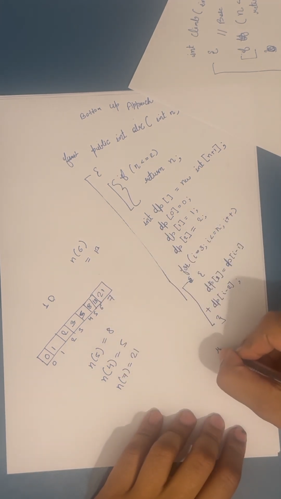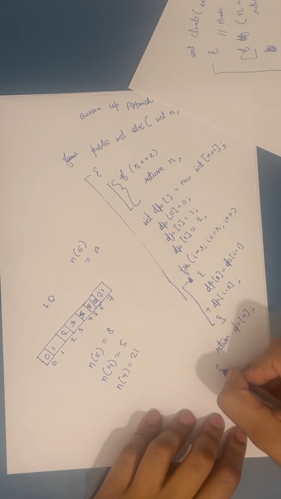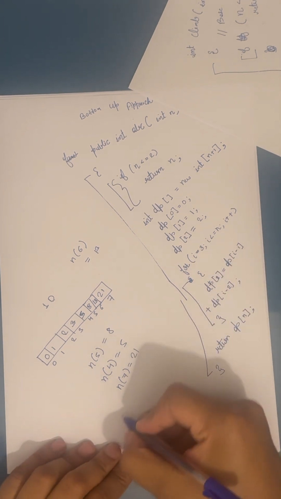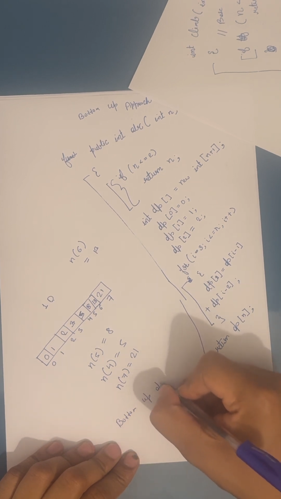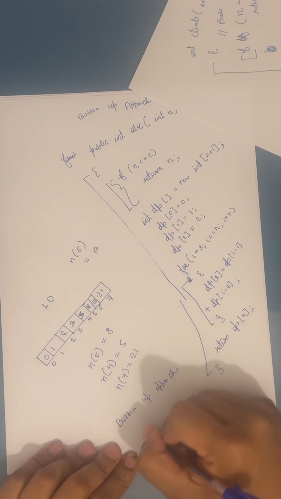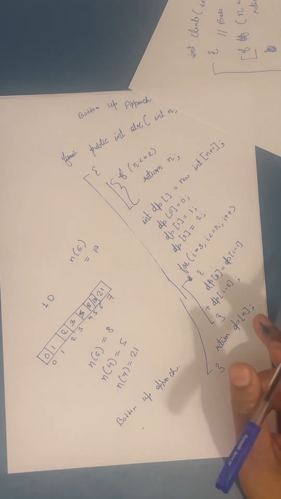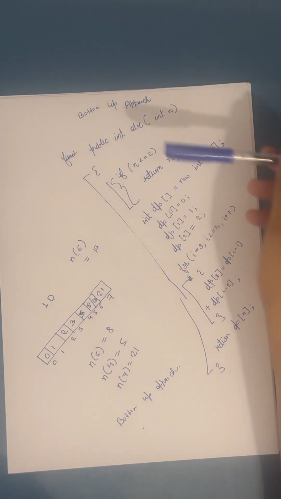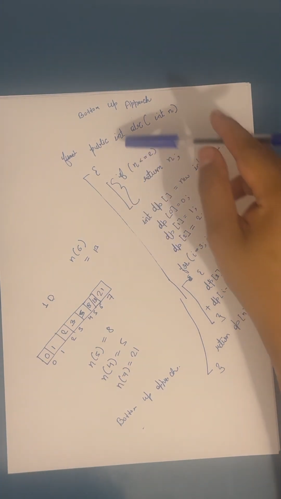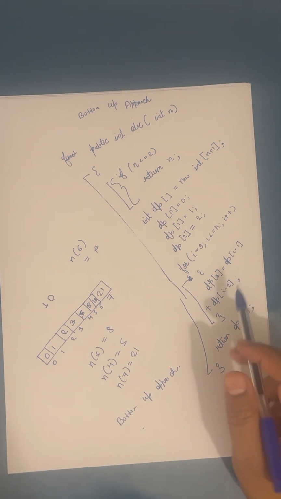So at last you just need to return dp of n. So this is the bottom-up approach. It's simple, another approach of DP. In the next lecture, I will code this. I mean the coding part is done, I will just try to code this in LeetCode and run it to see if everything is fine or not. Thanks.